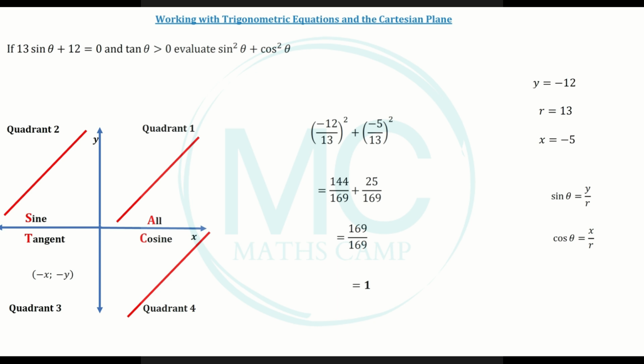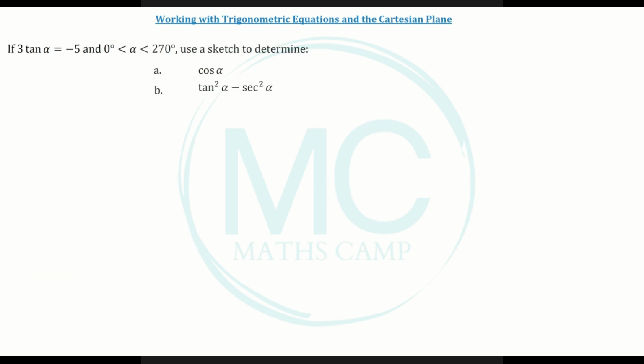Let's do one more example. If 3 tan alpha is equal to negative 5 and alpha is greater than 0 degrees but smaller than 270 degrees, use a sketch to determine A, cos alpha, and B, tan squared alpha minus sec squared alpha.